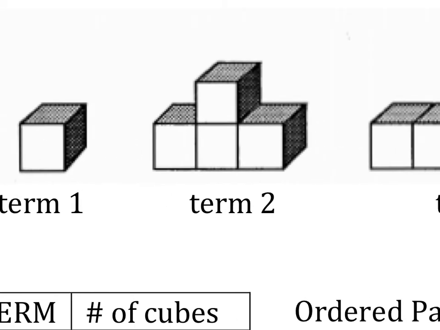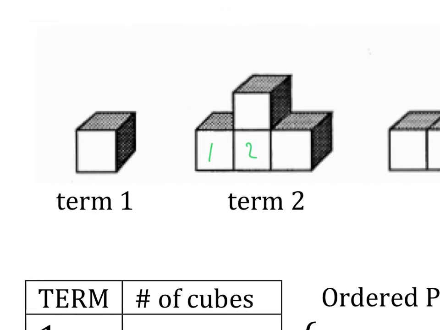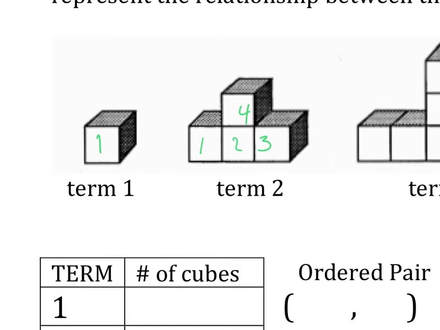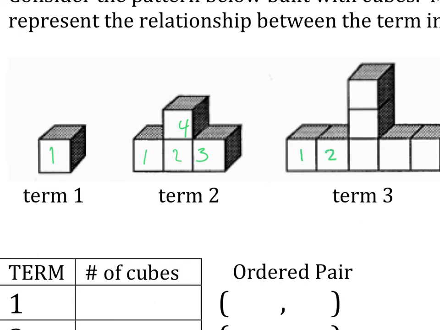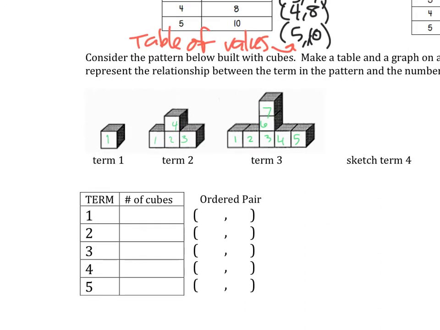In the second term, we have, let's see, this is 1, 2, 3, 4 blocks. So we have 4 blocks. Let me just put those numbers. It's actually good to write those in there. No harm in that. So 1 block, 4 blocks. This is 1, 2, 3, 4, 5, 6, 7 blocks. And then we're going to have to sketch term 4.